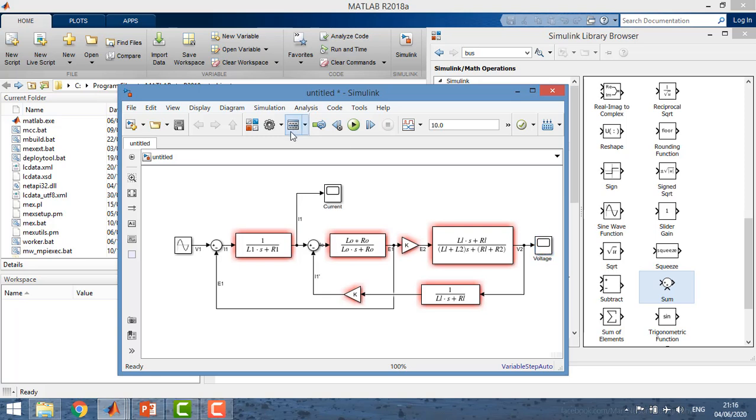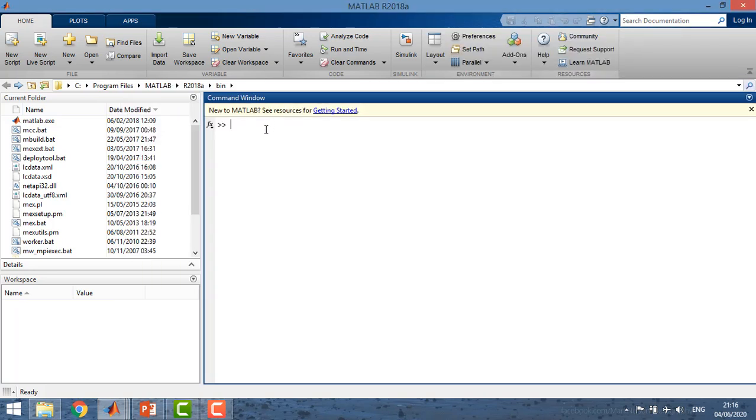Now let's go back to the command window and define the parameters that are being used to run and simulate the model.